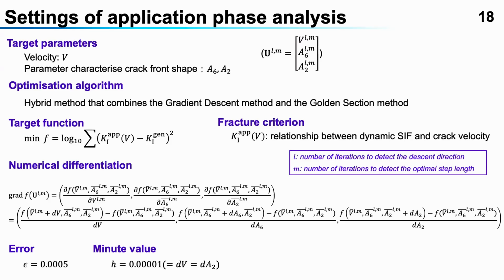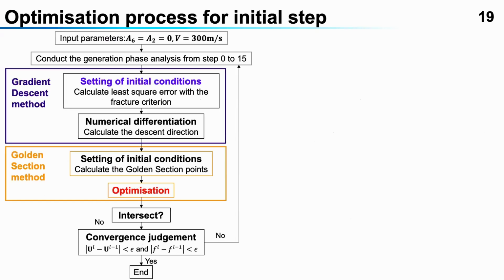These are the detailed settings of our application phase analysis. Typically we just focus on the crack velocity V and the parameters characterizing the crack front shape, A6 and A2. We skip the detailed settings. Our optimization consists of two parts. The first part is to predict the crack propagation behavior when the crack has just initiated. Because our target specimen was PMMA, here the input parameters assume the crack initiates from a flat shape, A6 and A2 equal to 0, and the crack velocity starts from 300 meters per second.